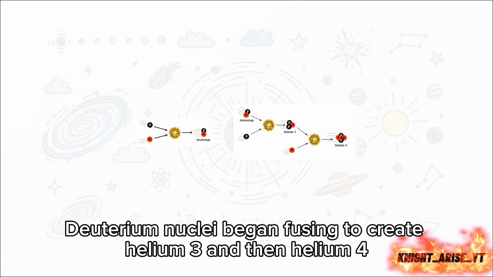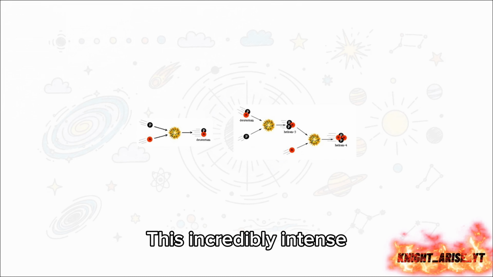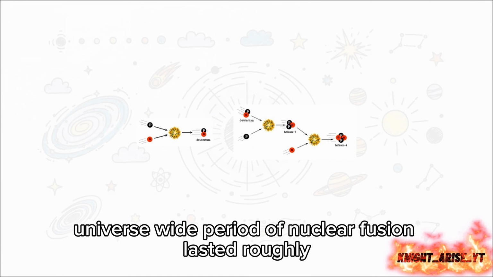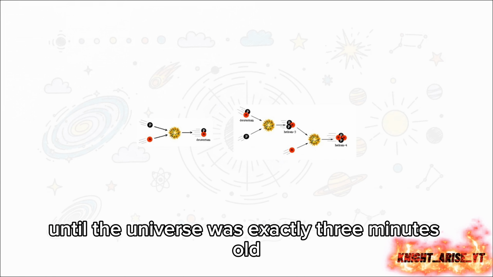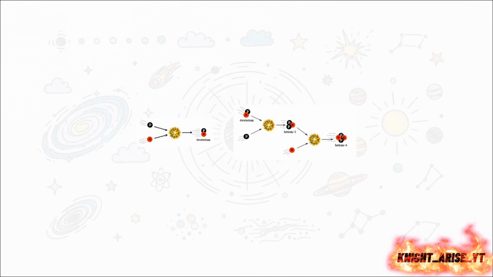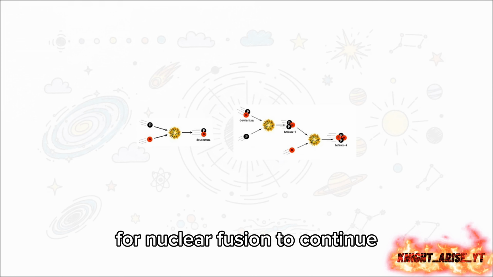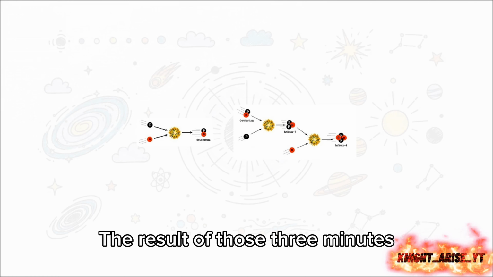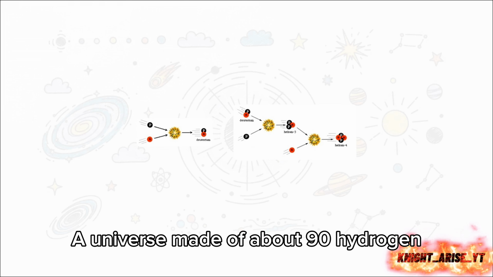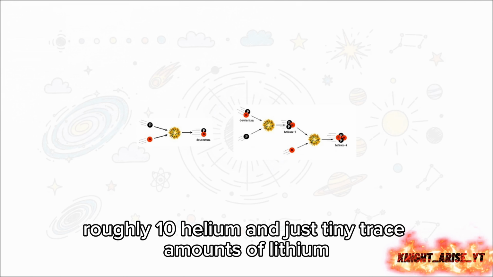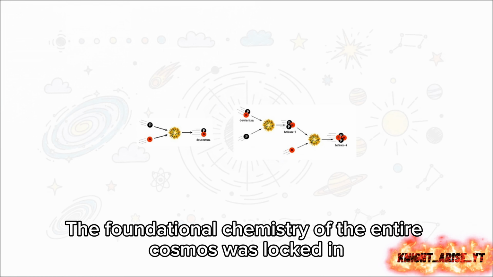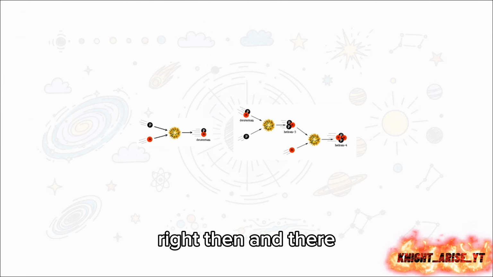Deuterium nuclei began fusing to create helium-3 and then helium-4. This incredibly intense, universe-wide period of nuclear fusion lasted roughly until the universe was exactly 3 minutes old. By that 3-minute mark, the universe had simply expanded and cooled too much for nuclear fusion to continue. The result of those 3 minutes? A universe made of about 90% hydrogen, roughly 10% helium, and just tiny trace amounts of lithium. The foundational chemistry of the entire cosmos was locked in right then and there.